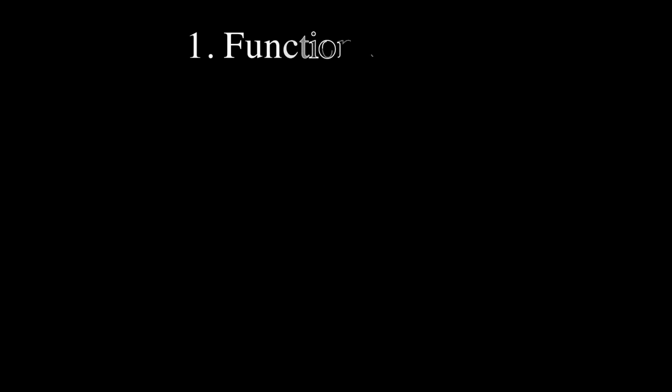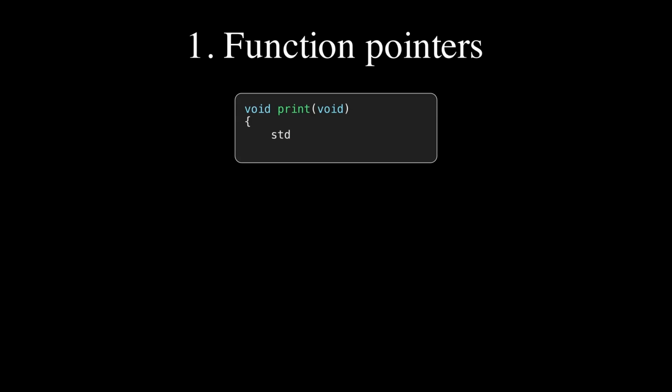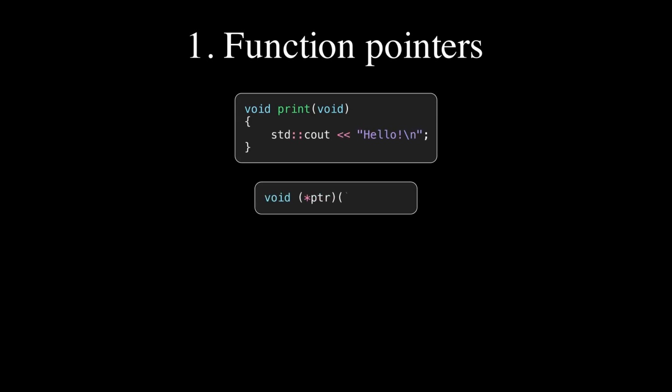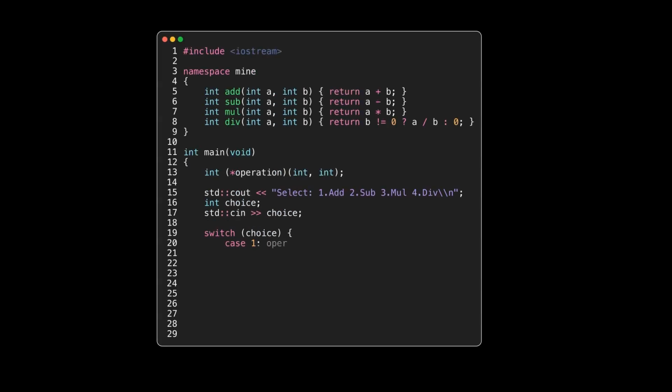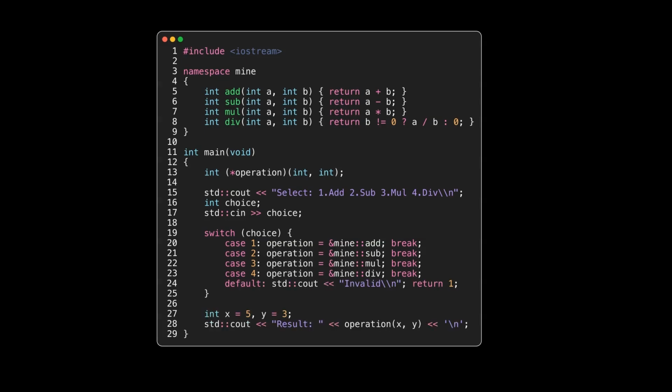First up, the classic function pointers. They let you treat functions like data. You can pass them around, store them, and call them later. Think of them as the C way of implementing callbacks or the strategy pattern without needing a class hierarchy.